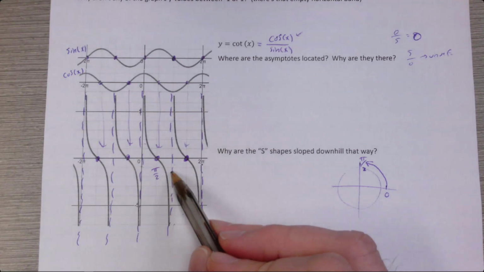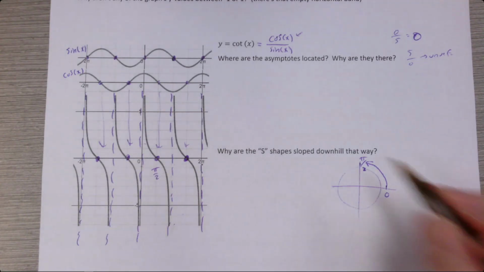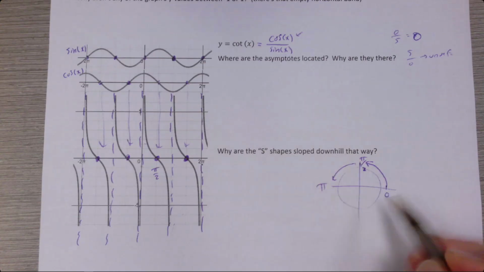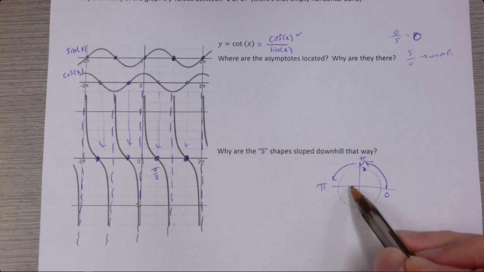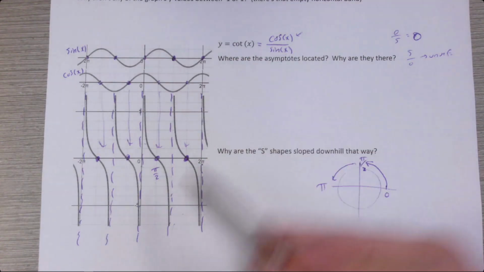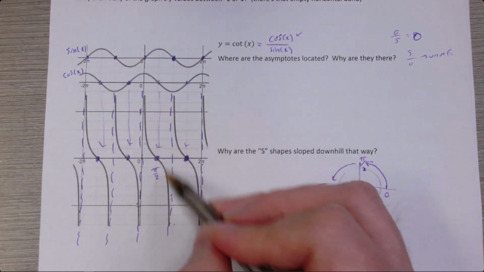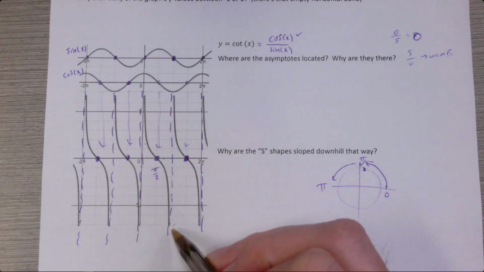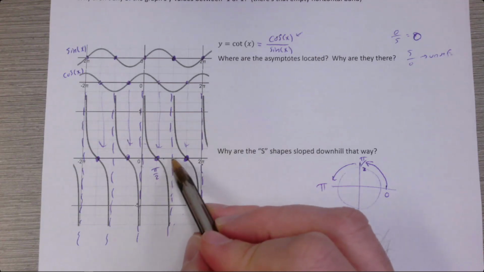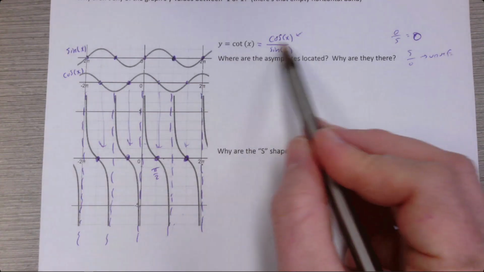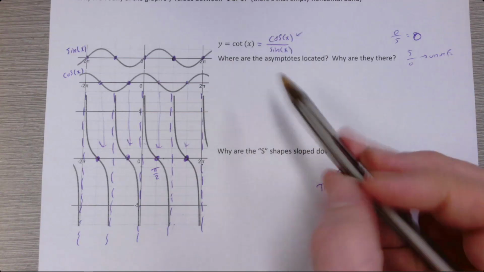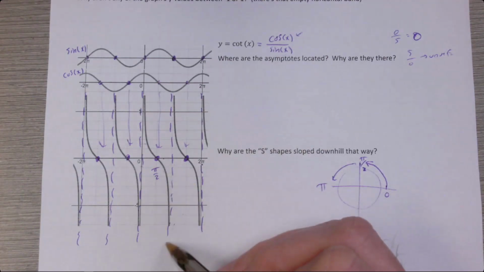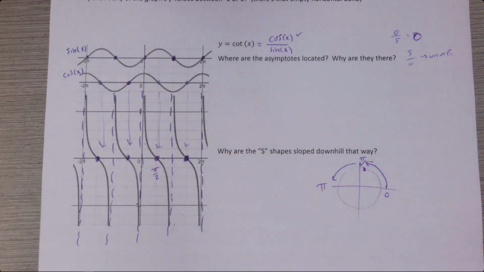On this side, the angles between pi over 2 and pi. So now we're talking about this part of the unit circle. Here, cosine is negative and sine is positive. So that means all the cotangent values are going to be negative. And so that's why you see all the negative y values here. And then as x approaches that asymptote, we're dividing by numbers that approach 0. But because the overall sign is negative, we're approaching negative infinity instead of positive infinity. So that would be one way of seeing why that has the shape that it does.